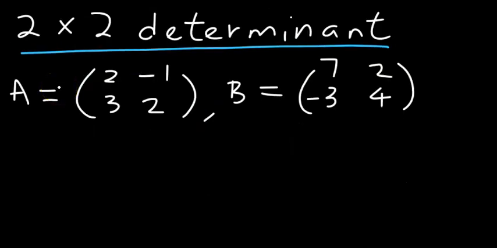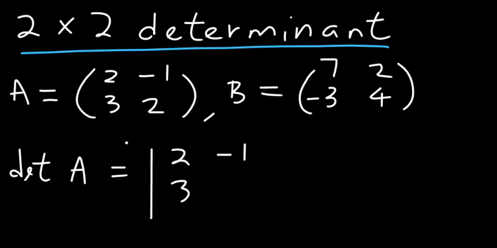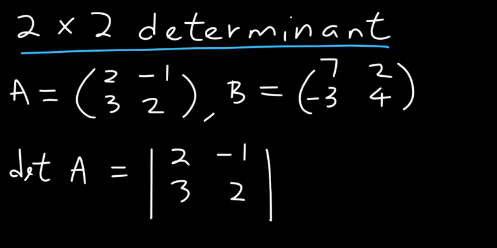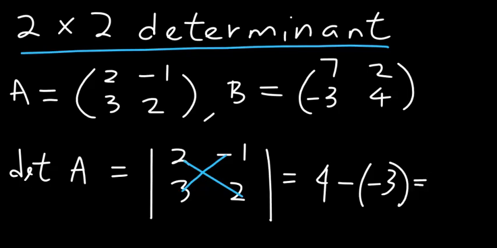Let's begin with a 2 by 2 determinant. So right here you have two 2 by 2 square matrices, matrix A and matrix B. So how do we determine the determinant of matrix A? The determinant of matrix A is written in the following manner: 2, minus 1, 3, 2. So we don't use brackets, we use just two vertical lines. And it's straightforward to evaluate a 2 by 2 determinant. It is that element times that element minus this element times that element. Meaning in this case, 2 times 2 is 4, minus 3 times minus 1 is minus 3. So the answer is 7.